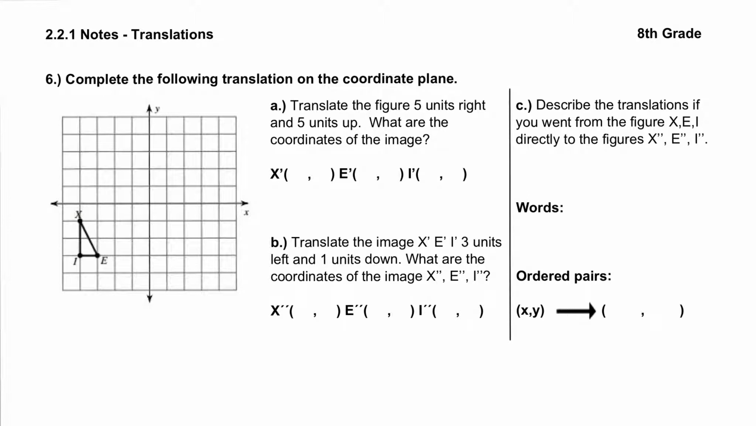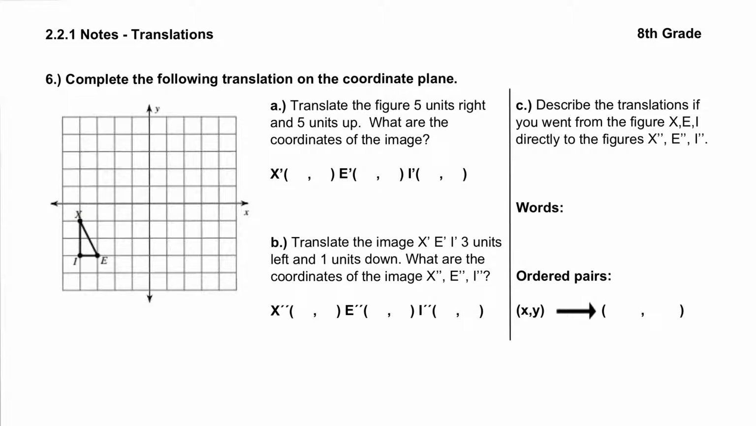Last example here, they're going to ask us to do a couple of translations on the coordinate plane and create a couple different images on that same coordinate plane. So let's start with part A. It says translate the figure 5 units right and 5 units up. What are the coordinates of the image?